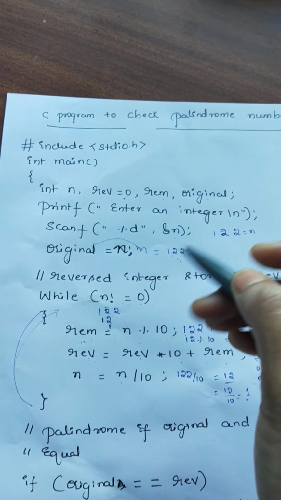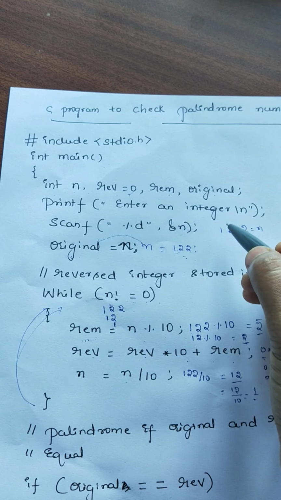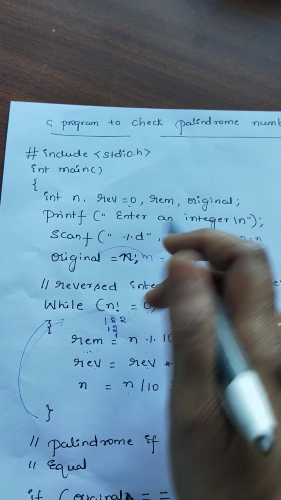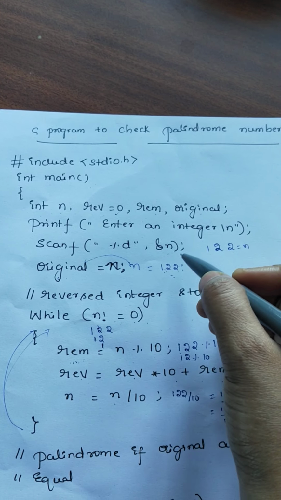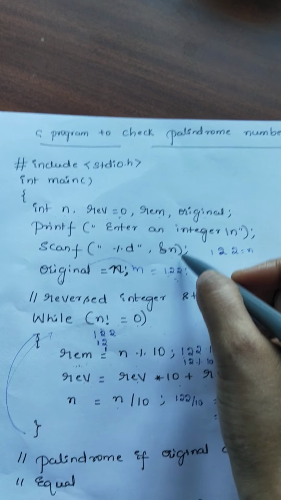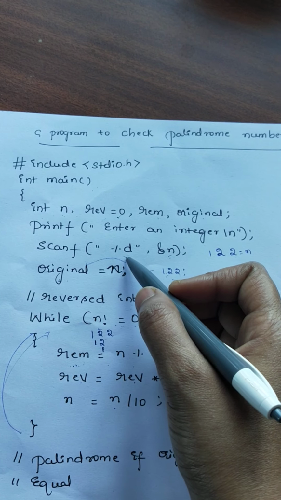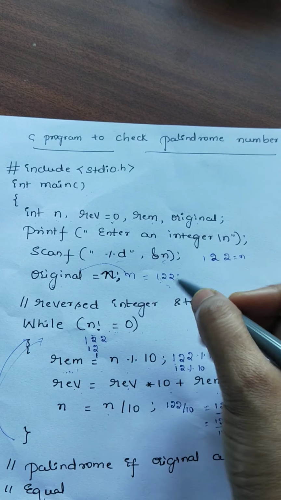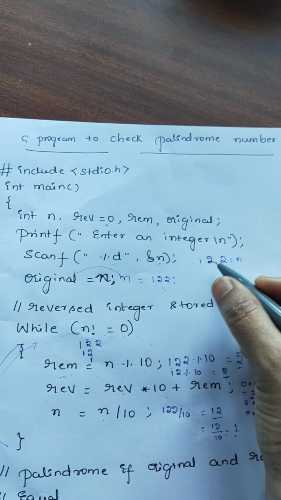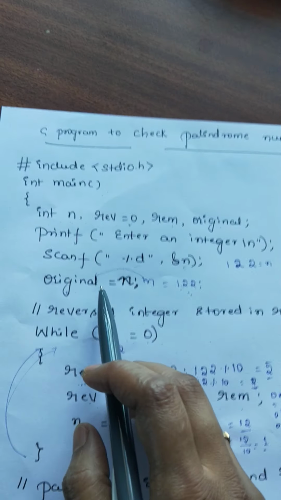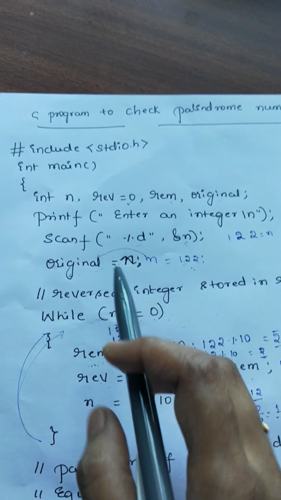And next, printf, "Enter an integer". printf is an output statement, it is asking for entering an integer. Then scanf is the input statement, it will accept the input. scanf("%d", &n) means n is of data type integer, that's why %d is the format specifier we used. And suppose I enter a number like 122.